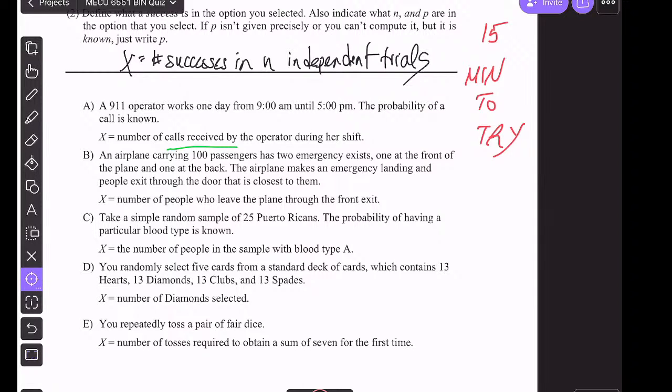It just gives us a range of time, 9 till 5, but I don't know how many possible calls she could have received, or what it's out of. Okay? So I don't know the total possible calls she could have received and then how many she received. So I don't know the n. So this is the problem with this one.